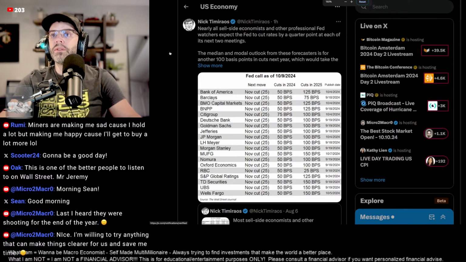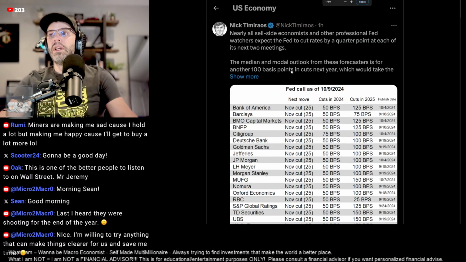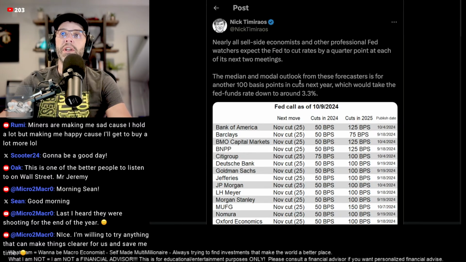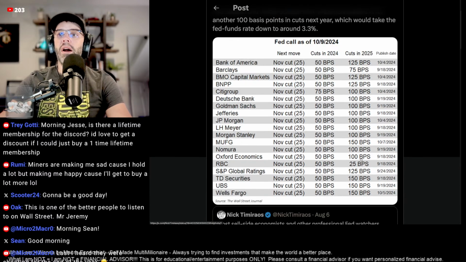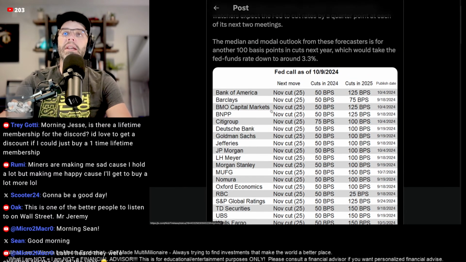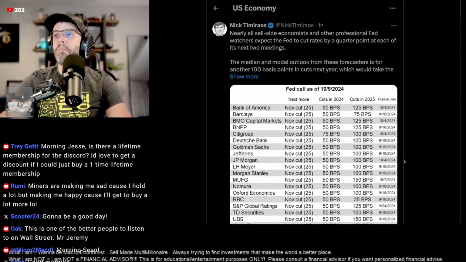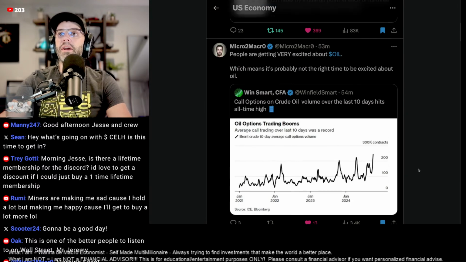Real quickly, a few things. Nick Timiraos was just pointing out the same thing Siegel was pointing out, kind of, that he believes the neutral rate is going to be around 3.3%, or at least that's what the culmination of all these major bank analysts think is going to happen, and I agree with that. So another 100 basis points down from here. So I do agree with that. I think that's true.